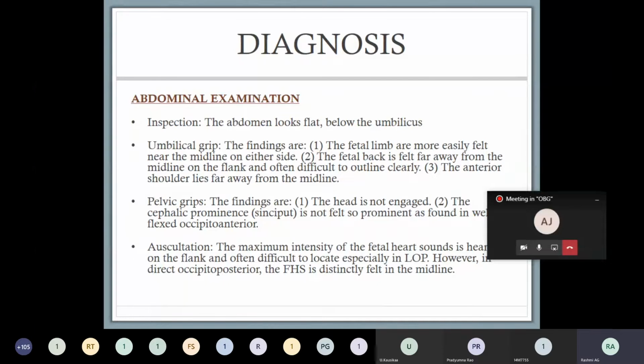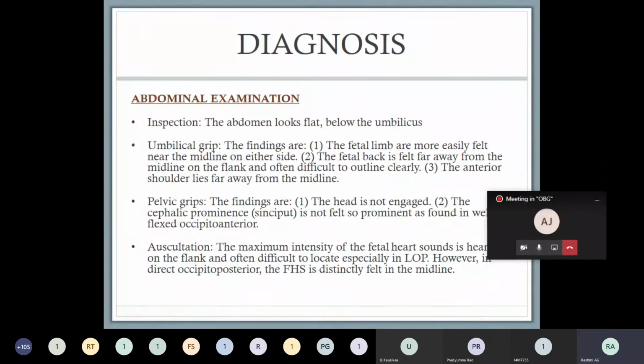When you do the umbilical grip, the fetal limbs are felt more easily near the midline, because just imagine the fetus is occipital posterior, so all the limbs are pushed more anteriorly. So the limbs are felt very easily near the midline on either side. The fetal back is felt far away from the midline on the flank and is often very difficult to outline clearly. And the anterior shoulder lies far away from the midline.